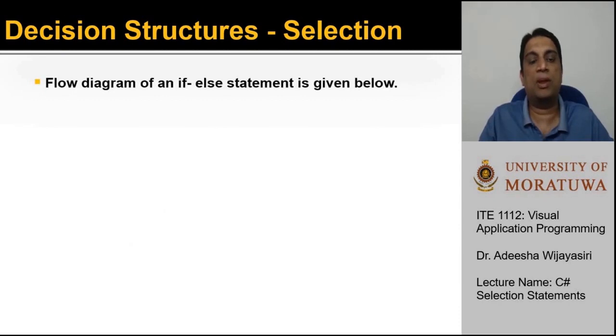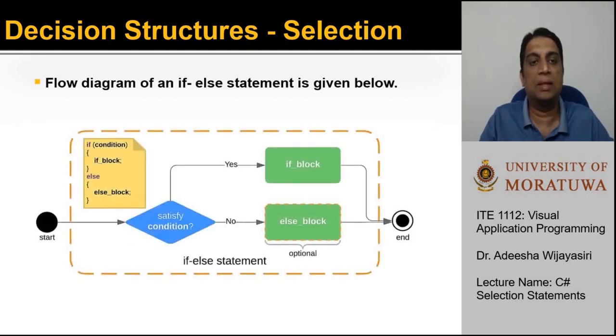The flow diagram of an if-else statement is given in this slide. The condition will be evaluated first, and if the value is evaluated to true, the if block will be executed. If the condition is evaluated to false, then the else block will be executed.